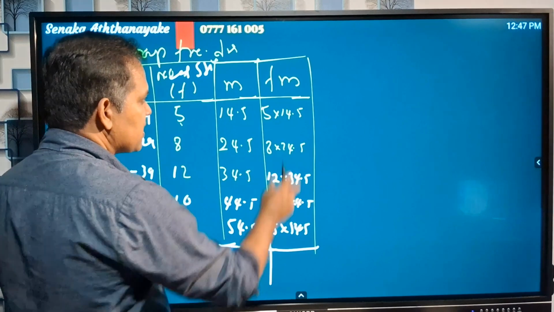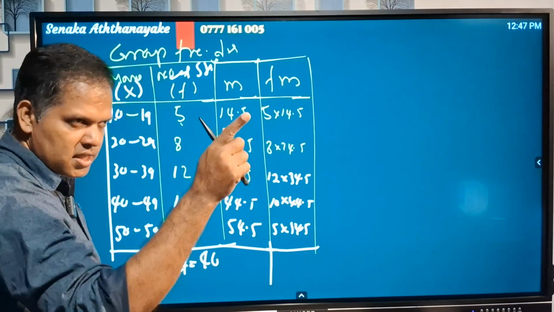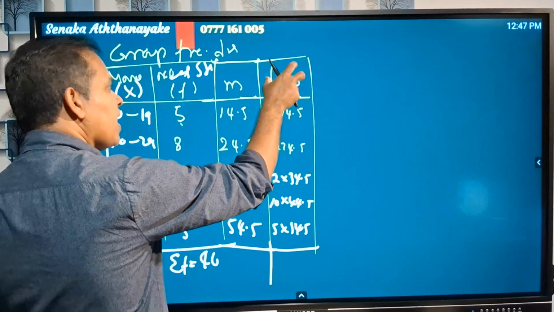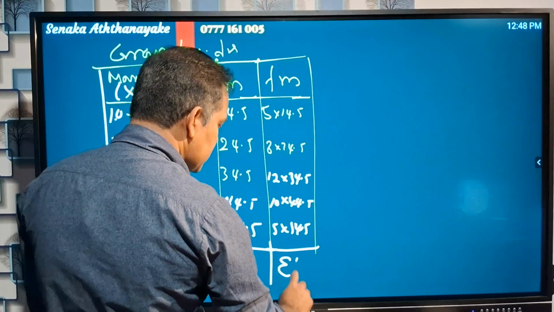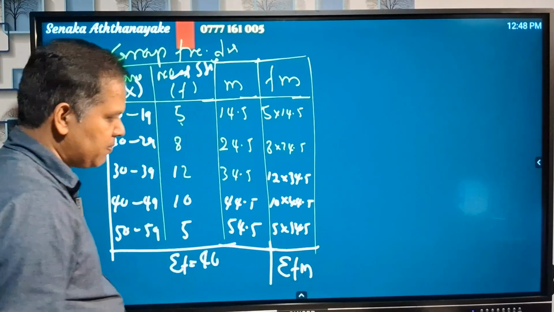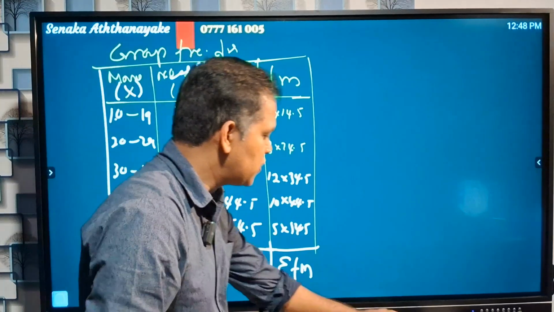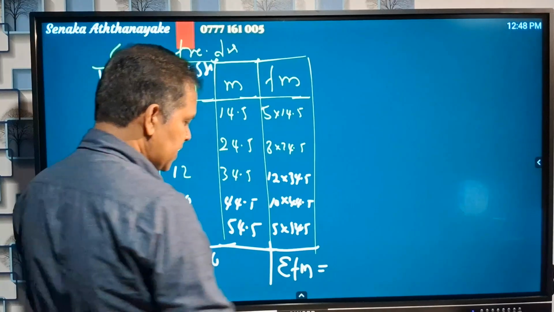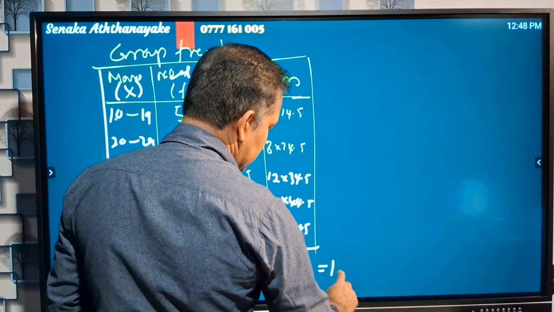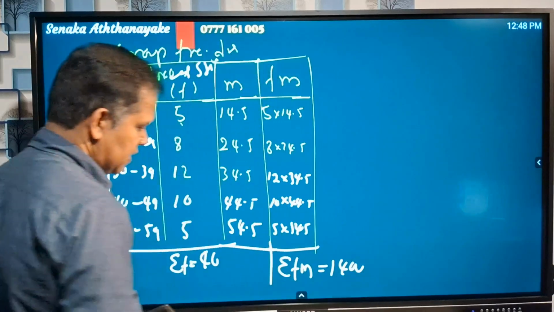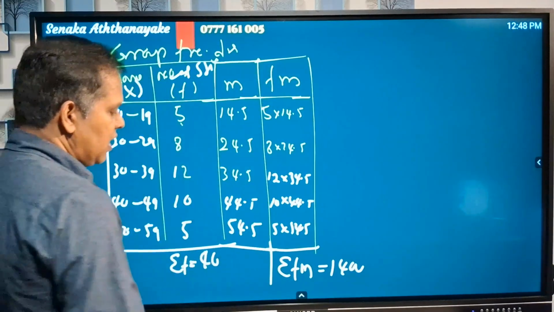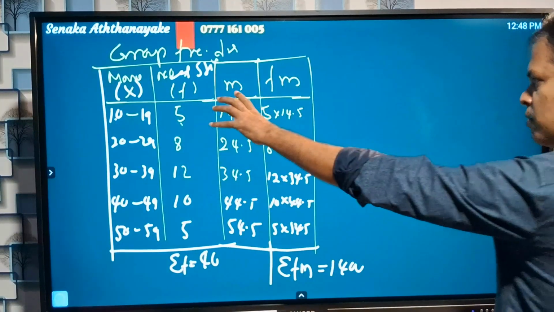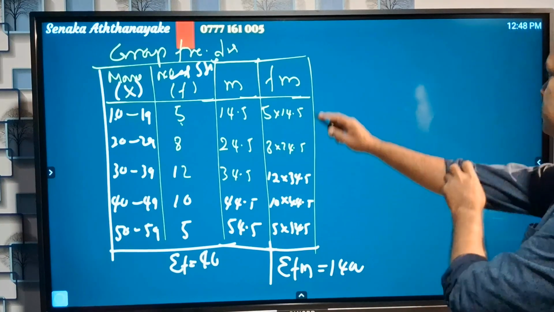If you consider the sum of the f values, that is sigma f. If you consider the sum of the fm column, that can be denoted by sigma fm. What is the answer? Using the calculator, you can find sigma fm: 1400. Now we can see 1400 is the total marks of these students.